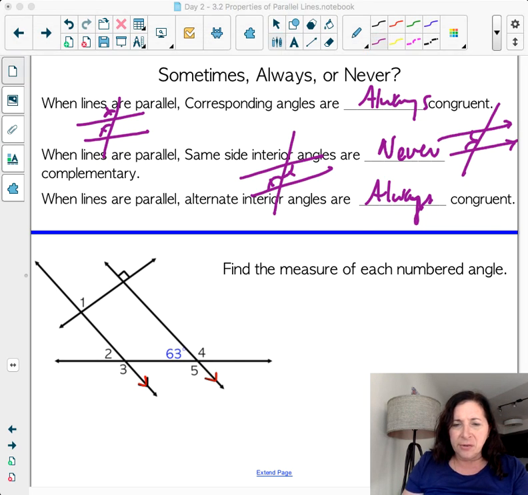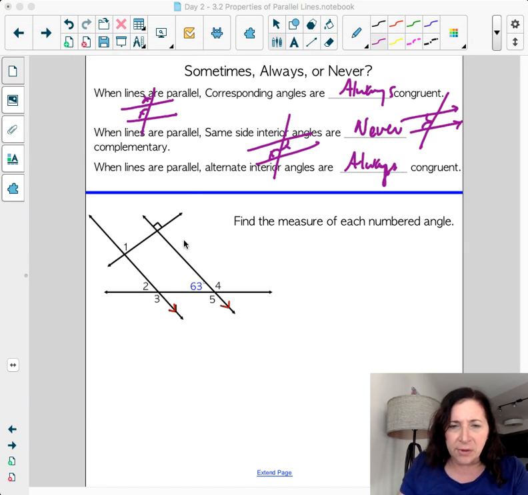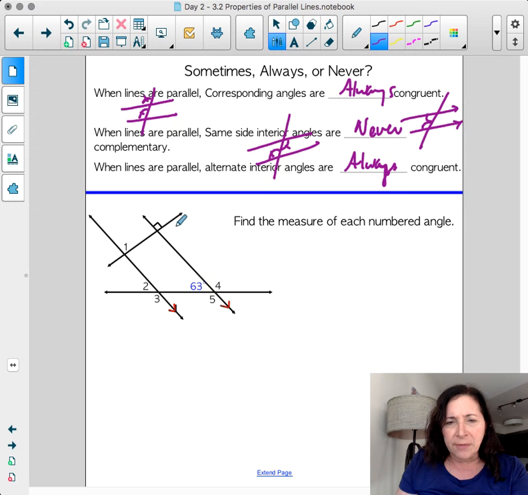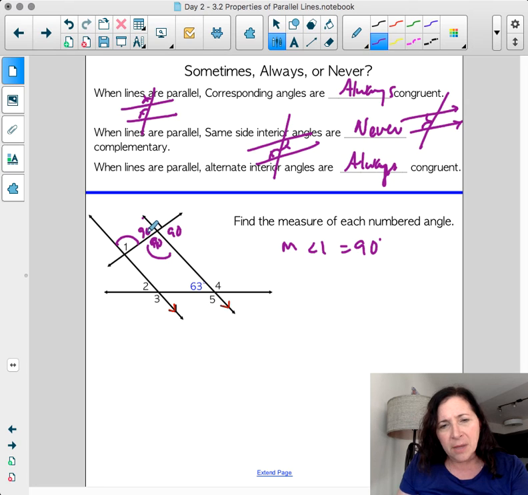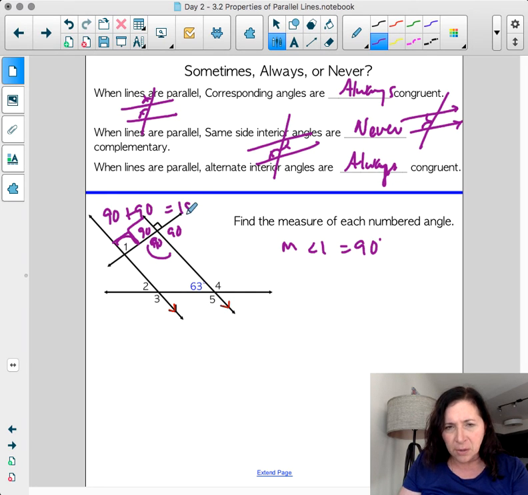The next thing is to find the measure of each numbered angle. So what we're going to do is look here, and we know that this is 90 degrees, so that means all of these around here are also 90. We can use a couple of things. We know that's 90. We could say alternate interior angles, so we know that the measure of angle 1 is equal to 90 degrees. Also, you could say that this angle here and this angle here are supplementary, because we know that 90 plus 90 is equal to 180, which is the sum of those two angles.